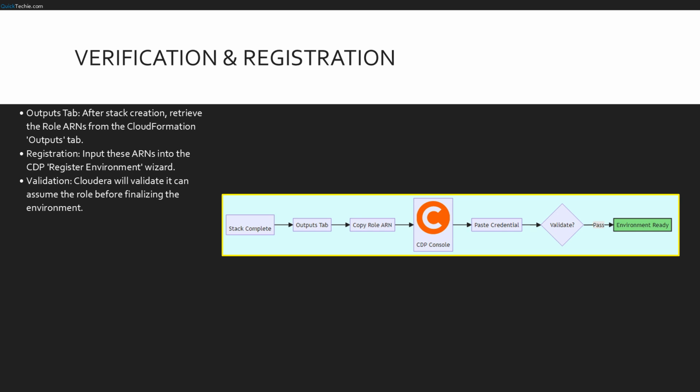The workflow completes here. When the stack is complete, go to the Outputs tab. Copy the role ARN provided there. Navigate to the CDP console and paste the credential into the registration form. The system performs a validation check. Upon passing, your environment is ready for workloads.